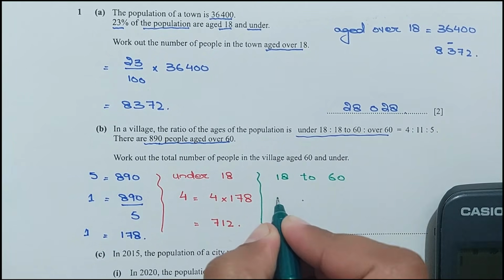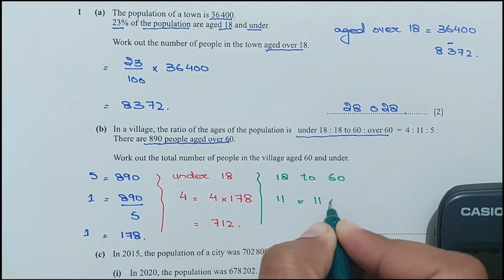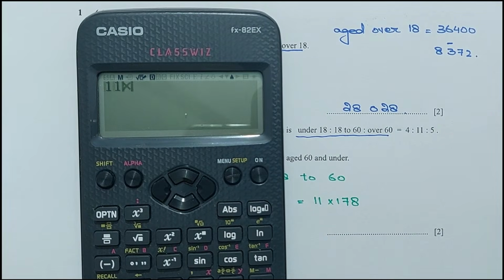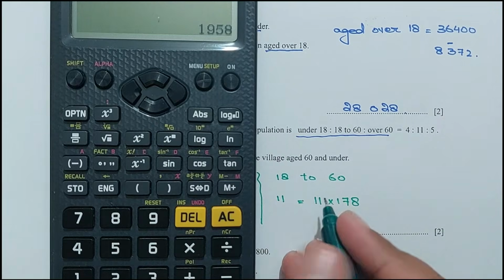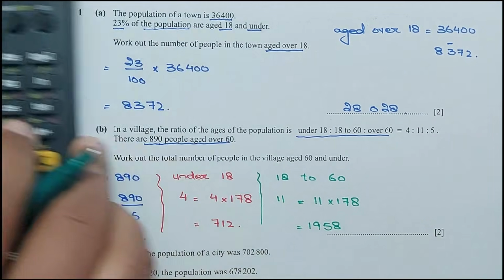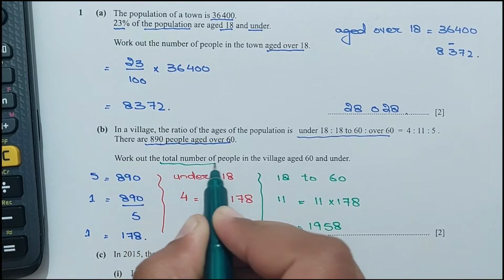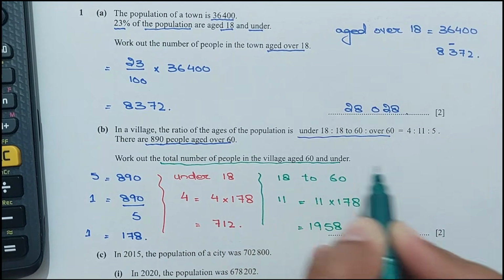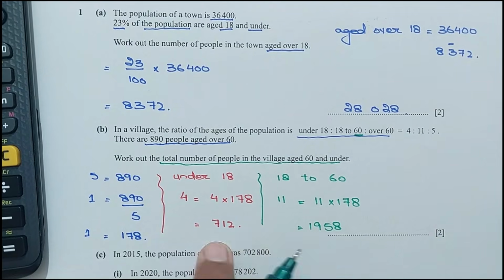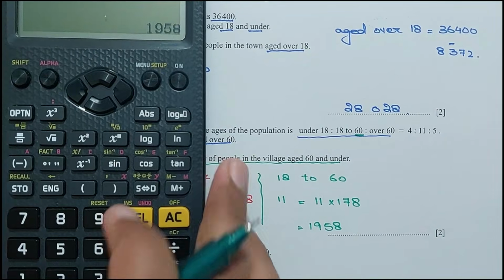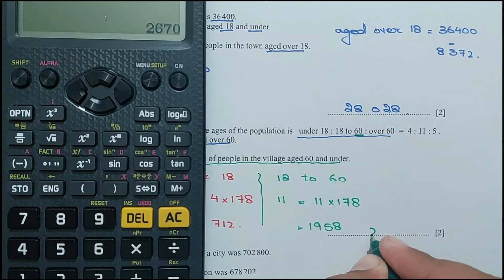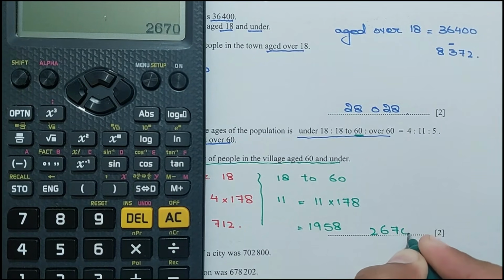Okay, now let me find the people 18 to 60. These are 11, so 11 is basically 11 times 178. 11 times 178 is 1958. Now we have to find the total number of people in the village aged 60 and under. So the sum of these two, 1958 plus 712, is 2670.